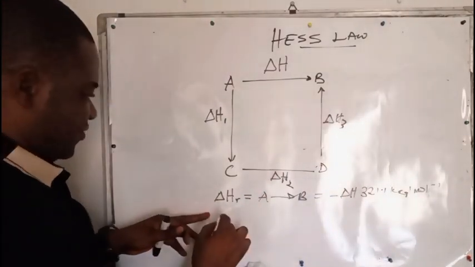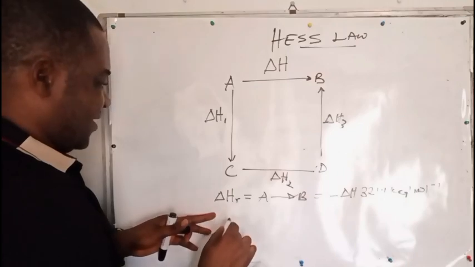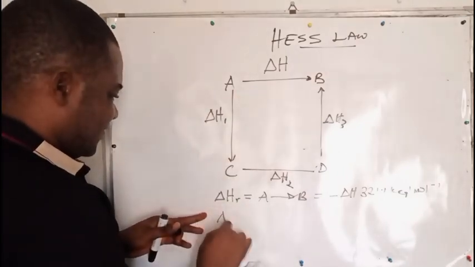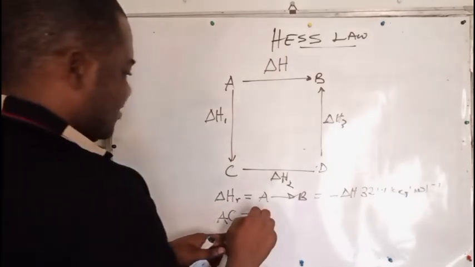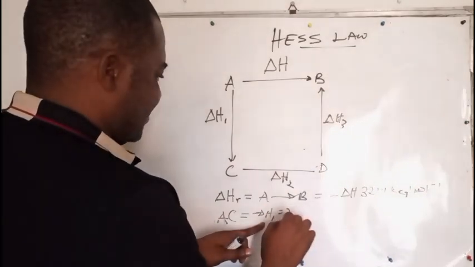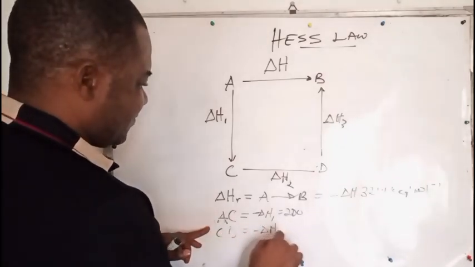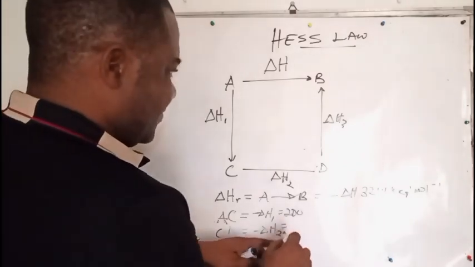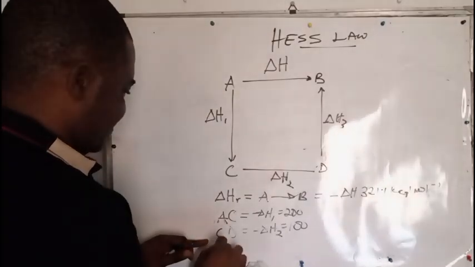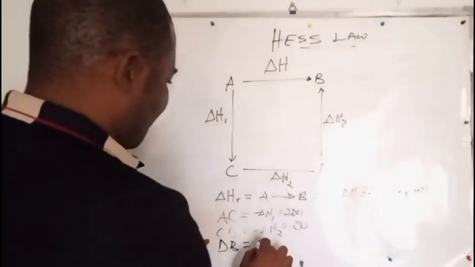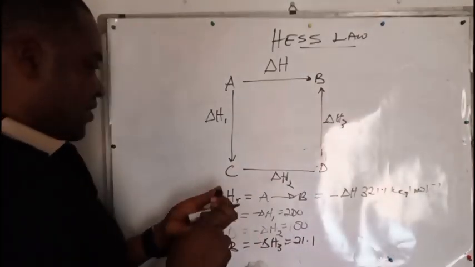Even if this reaction decides to use several steps to get to the product, say the reaction A to C has a change in enthalpy 1 of, let's say, 200 kilocalorie, then the reaction C to D has a change in enthalpy of, let's say, 100, and then we also have the reaction D to B, where the change in enthalpy 3 is, let's say, 21.1. So what Hess law is telling us is simple.